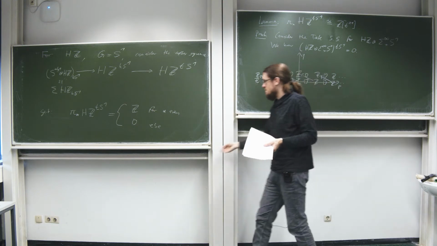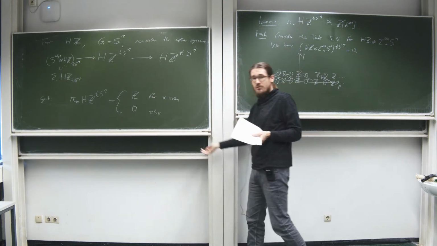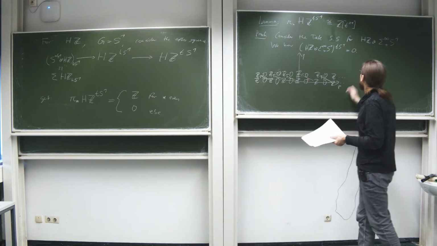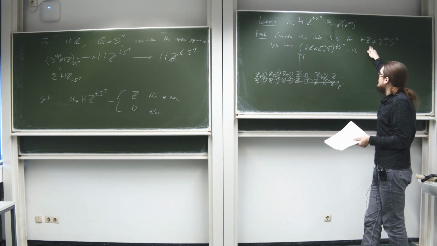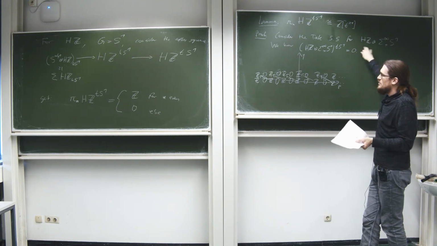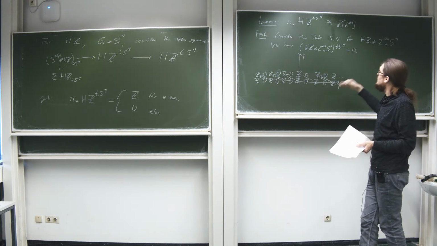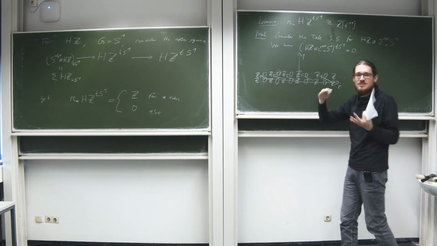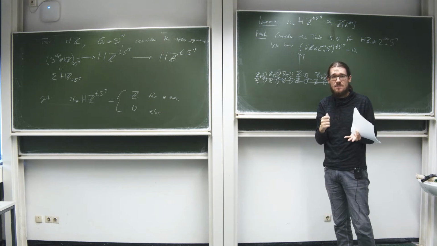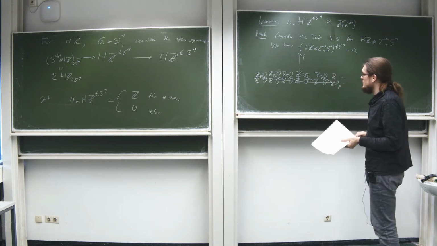So this is not a ring, but it's a module over HZ. And so the Tate spectral sequence for HZ acts on this spectral sequence. But the Tate spectral sequence for HZ itself just degenerates. This guy is already Eilenberg-MacLane. So let's see what this tells us.